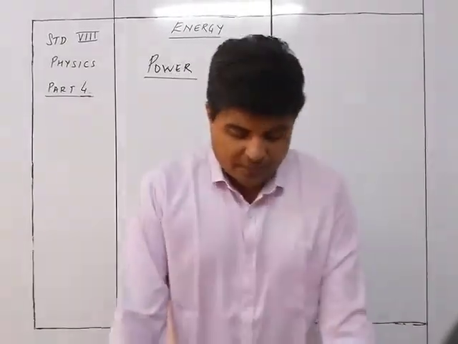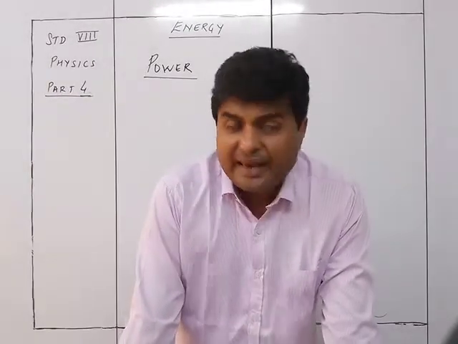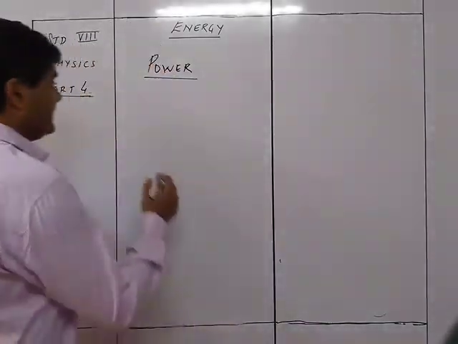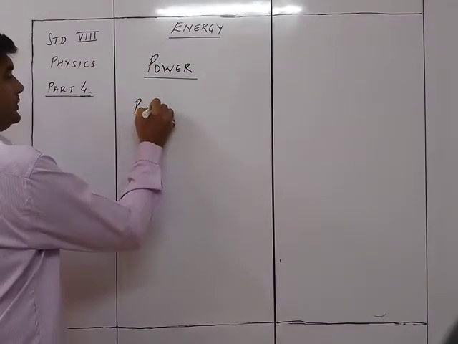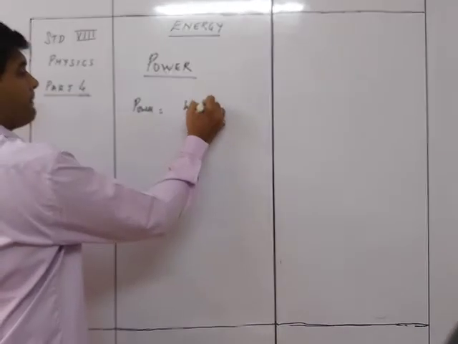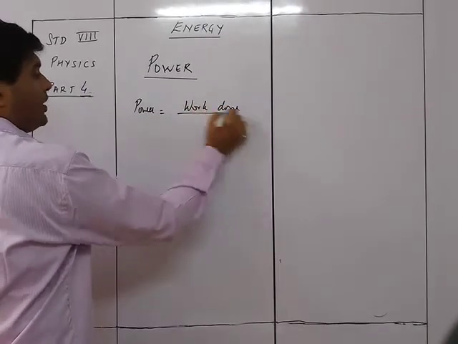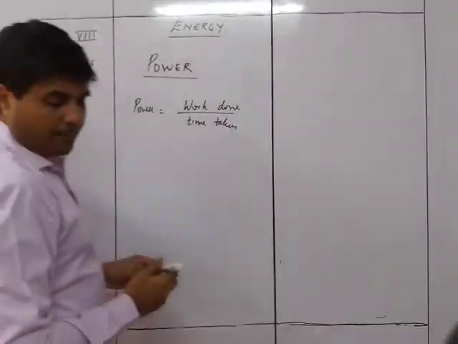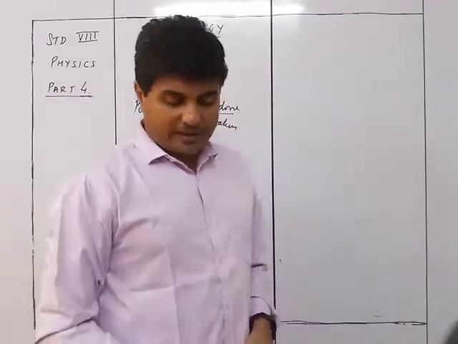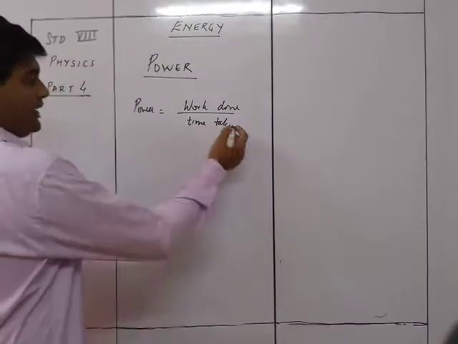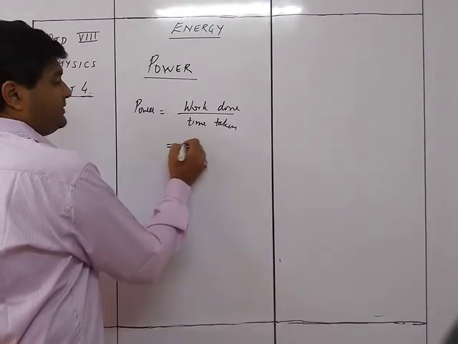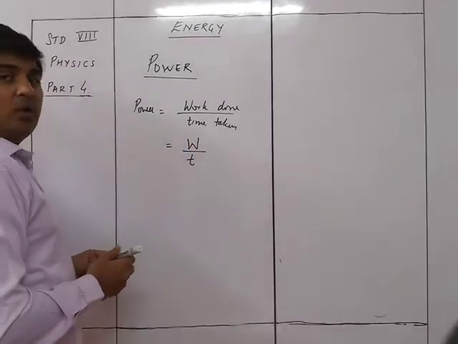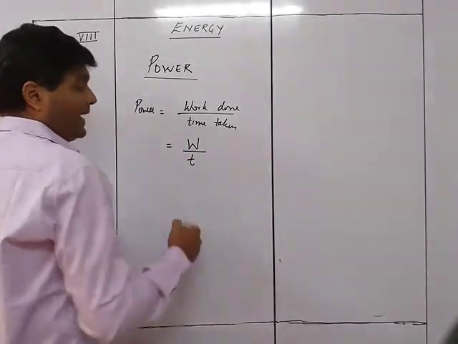So if a body performs work in time t, then the power spent by the body is: power is equal to work done upon time taken. Work done by the body upon time taken by the body to do that work is nothing but power. So power is equal to W upon T, where W is the work done in joules and time is in seconds.